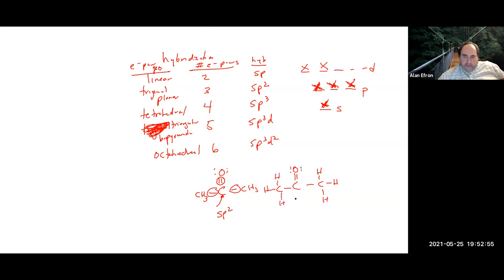Do that. So we got this guy at sp2. When we look at the carbon on the left-hand side there, it's got one electron pair, two electron pairs, three electron pairs, four electron pairs. So that would be sp3 for this guy. Same thing would be this guy as well. He would be sp3 because of that. 1, 2, 3, and 4.